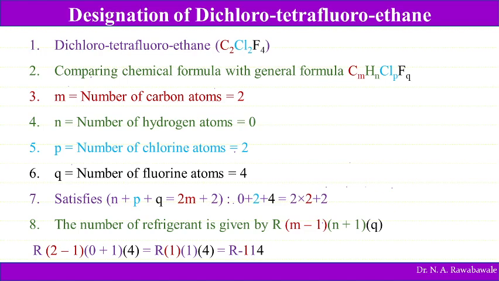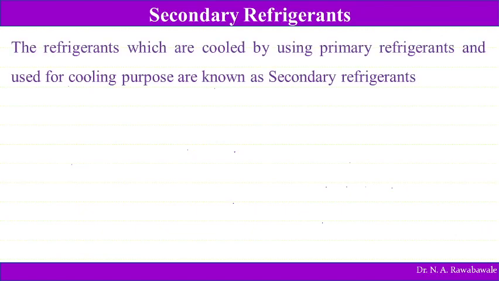Now we will see what a secondary refrigerant is. As I told you, these are the refrigerants which are cooled by using the primary refrigerant. The primary refrigerants carry heat from the secondary refrigerant. That is, the refrigerants which are cooled using primary refrigerants and used for cooling purposes are known as secondary refrigerants. These secondary refrigerants are brines. What is this brine? Brine is nothing but one kind of solution. What does it consist of?